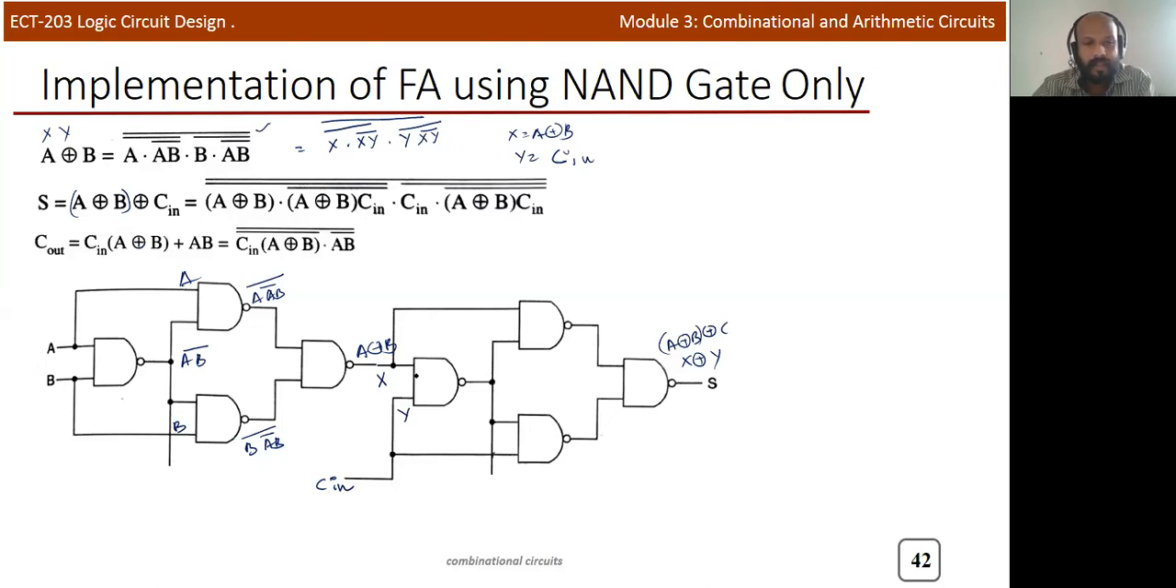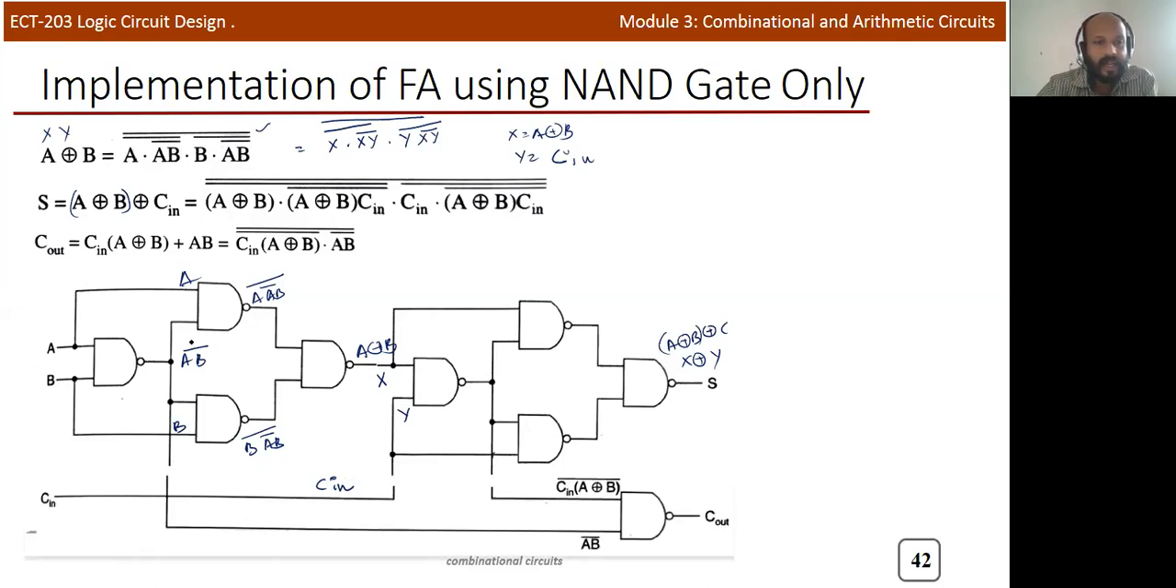And similarly, for the carry part, there will be two carries. The first carry you will get is A bar B here. This is A bar B, and now one input is A bar B, and another is the C input, and here you will get X·Y the whole bar. X·Y the whole bar means Cin into Y, where Y input is Cin and X is equal to A XOR B. So you will get (A XOR B)·Cin the whole bar. This will be your Cout, which is exactly the given equation. So this is the implementation of full adder using NAND gate.